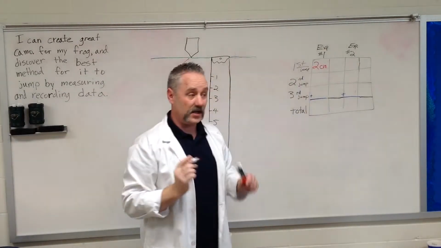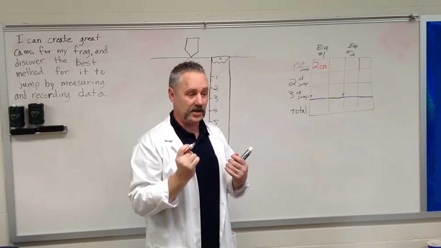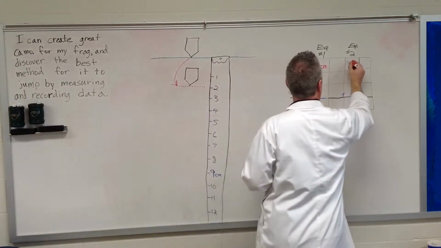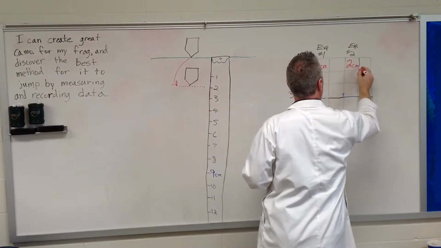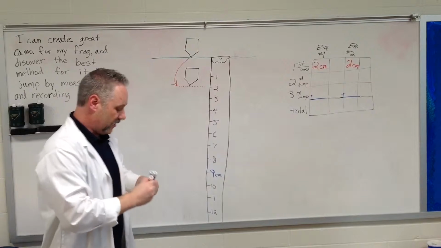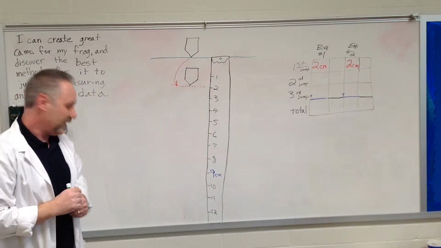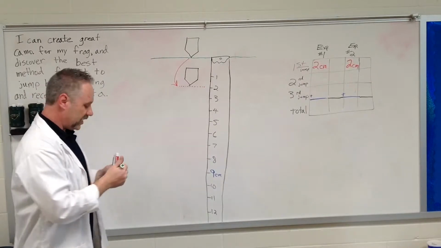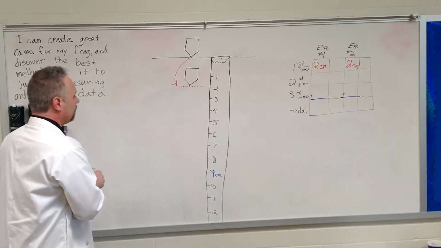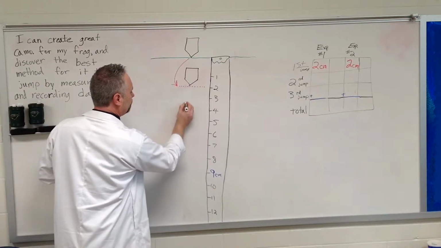Now your partner is also going to record your jumping and you're going to record theirs so that we can double check each other. So they're going to say, okay, yep, 2 centimeters. They're going to do that on their sheet. You're going to do that for them on their sheet. Now, here's where the problem comes in. Some kids aren't good at collecting data, or they record it wrong. Now watch what happens. Let's just say that the next jump of my frog ends up right here.